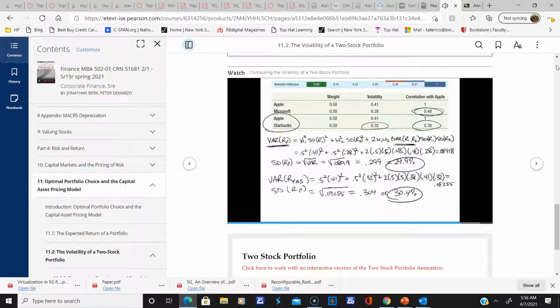And that's interesting because Starbucks is more volatile than Microsoft, right? So it's a riskier stock on its own, but we've put it in a portfolio with a stock that it's less correlated with. So you're getting more diversification when you put Apple and Starbucks together than when you're putting Apple and Microsoft together. And that additional diversification offsets the fact that Starbucks is actually a riskier stock. And you end up with portfolios that have basically the same amount of risk because of the offsetting effects of the diversification and the risk of the individual stocks that are going into them.